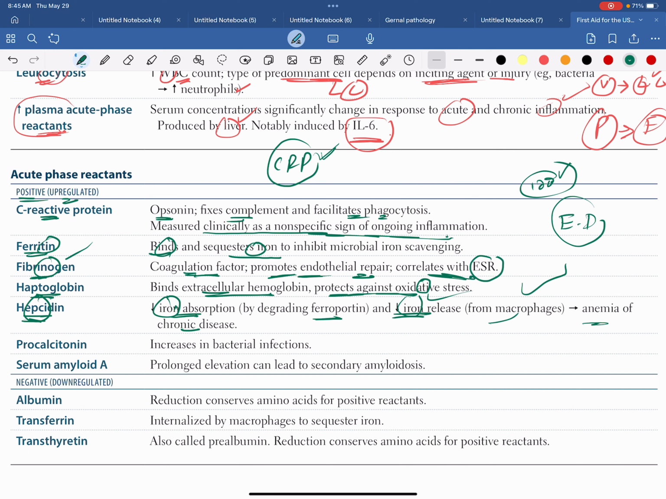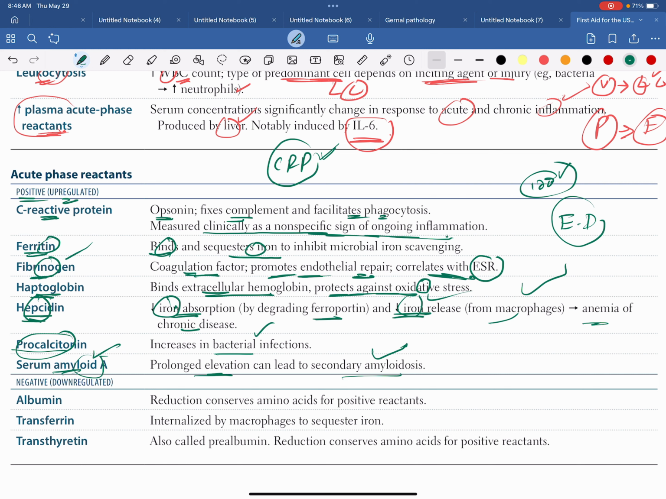Then after that, there is procalcitonin. Procalcitonin is again an acute phase reactant protein, and it is increased in bacterial infections. Then after that, we have serum amyloid A. Serum amyloid A is produced during the inflammations which are chronic and excessive, and the prolonged elevation of serum amyloid A can lead to secondary amyloidosis, that we already discussed in the previous topics in the first chapter of general pathology, in the growth adaptation.